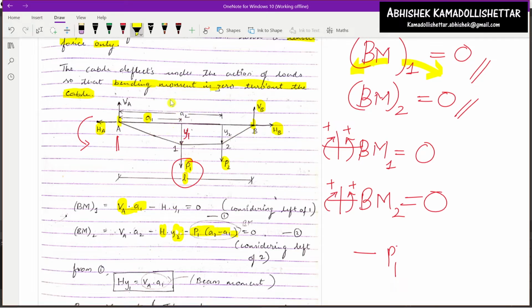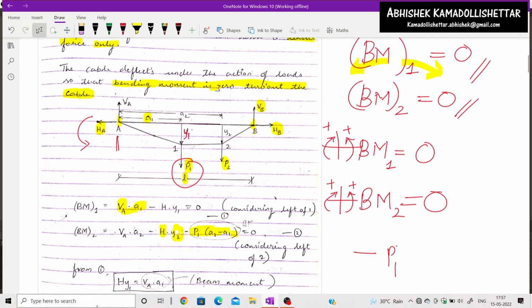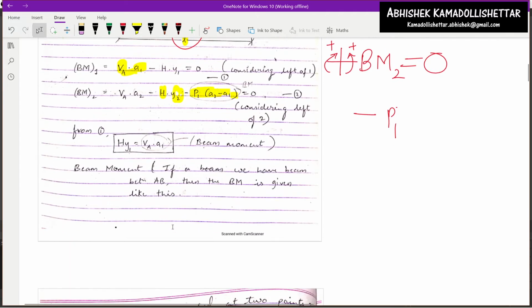Next, let us name the equations as equation 1 and equation 2. From equation 1 we can say that h into y1 is equal to va into a1.